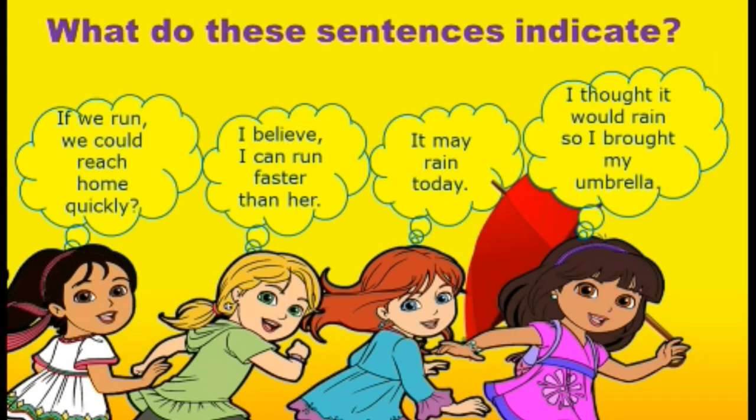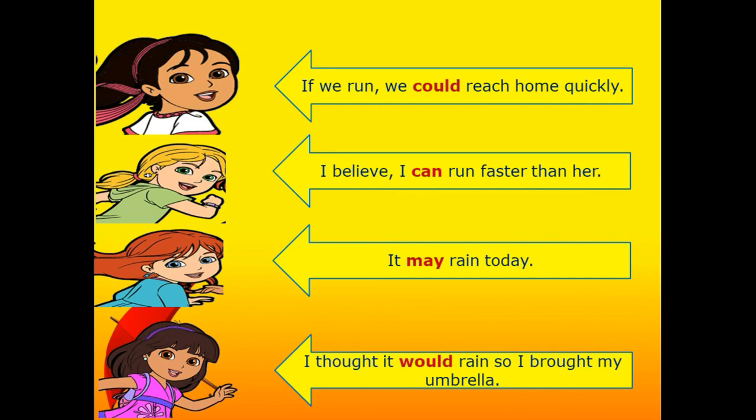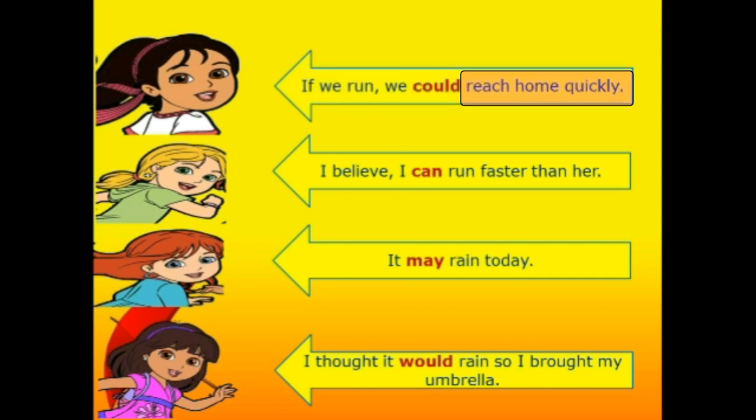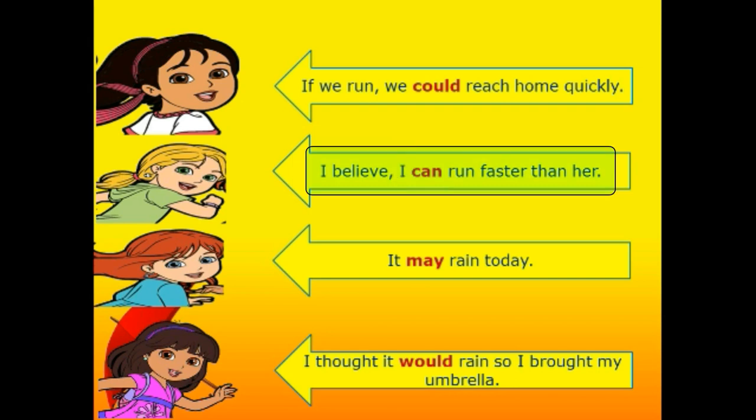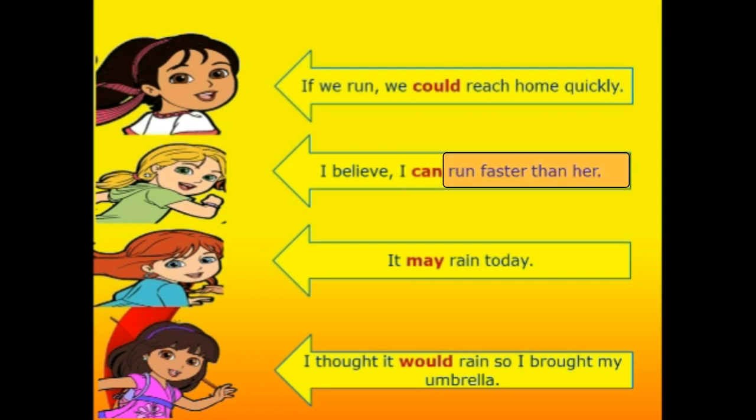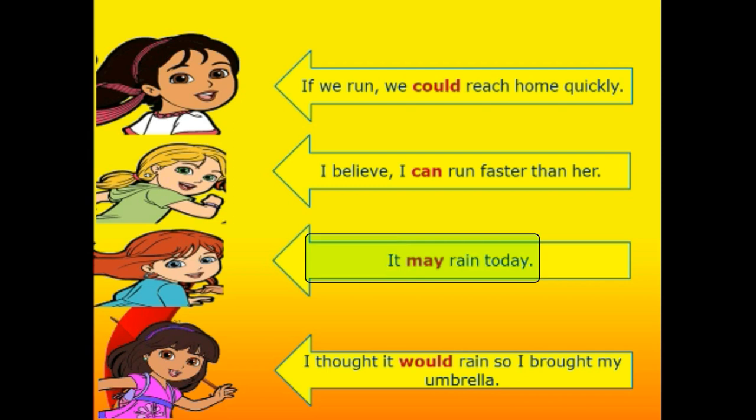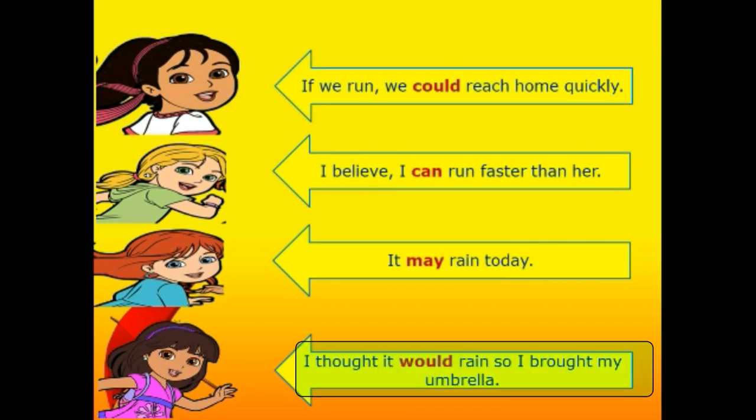Now, let's notice what these sentences indicate. If we run, we could reach home quickly. I believe I can run faster than her. It may rain today. I thought it would rain, so I brought my umbrella. Now, repeat these sentences after me. If we run, we could reach home quickly. I believe I can run faster than her. It may rain today. I thought it would rain, so I brought my umbrella.